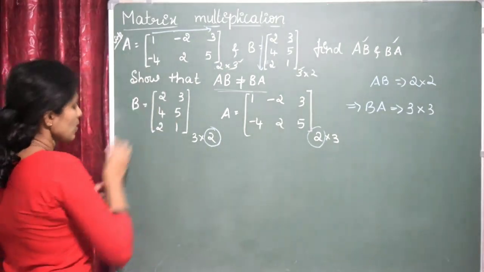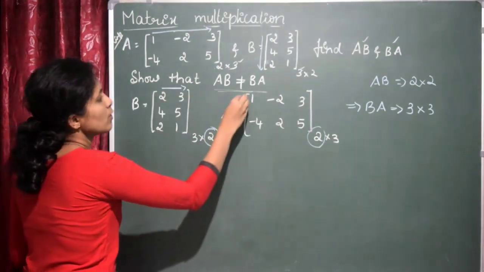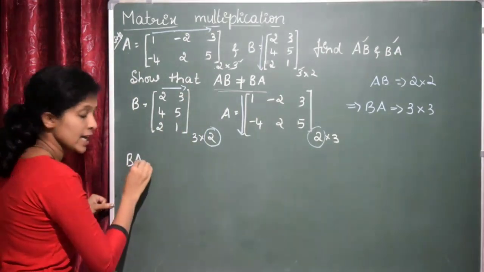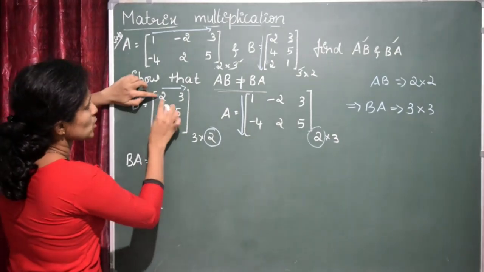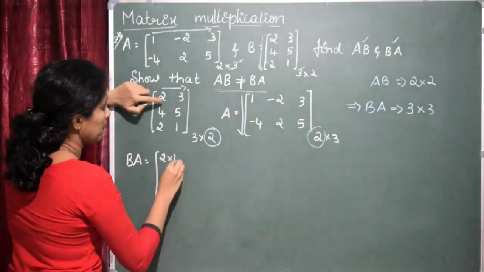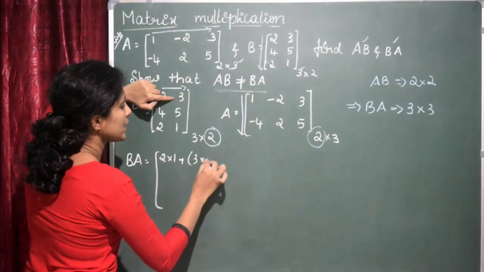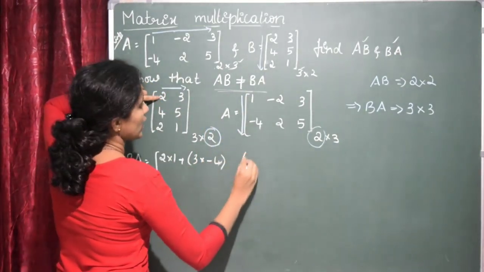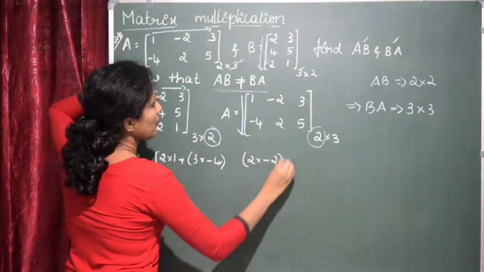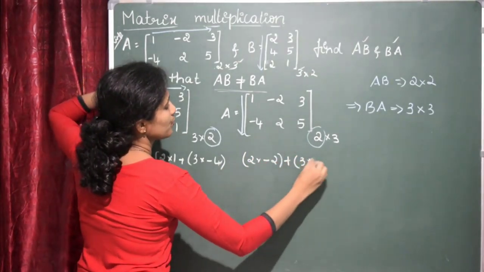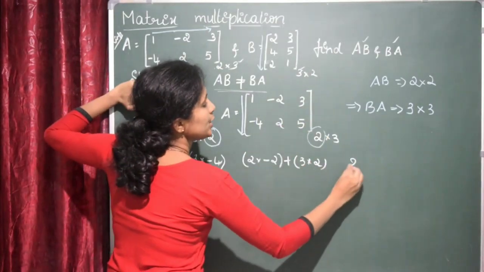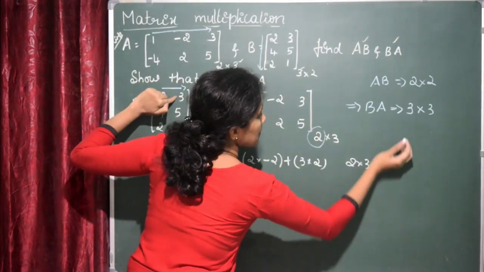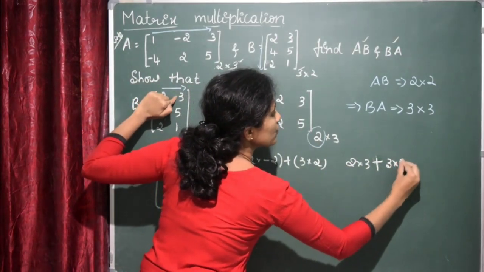Okay, so now I can write first row, first column. We will multiply B into A, which is equal to: first row, that is 2 into 1 plus 3 into minus 4. First element, second element: 2 into minus 2 plus 3 into 2. Next will be 2 into 3 plus 3 into 5.